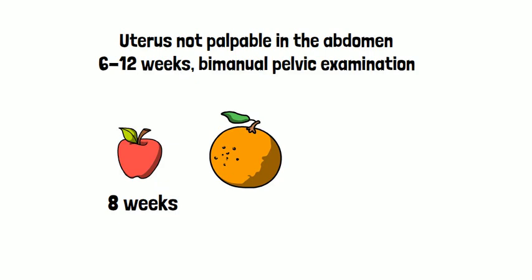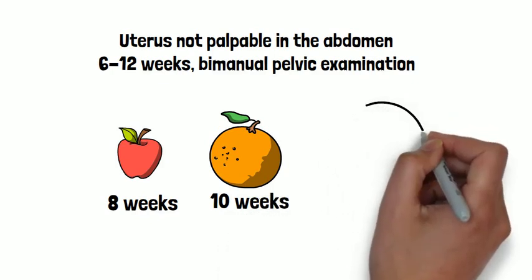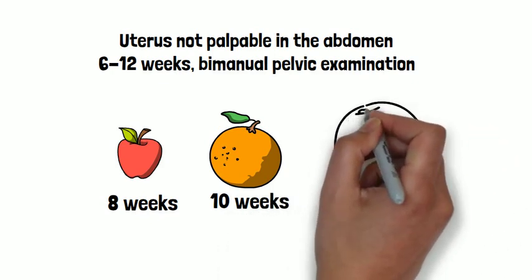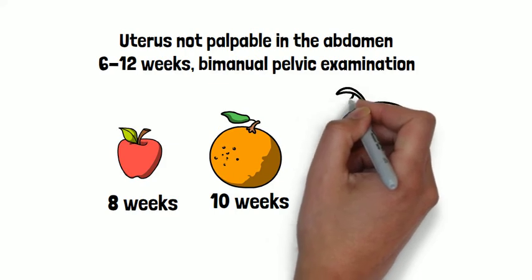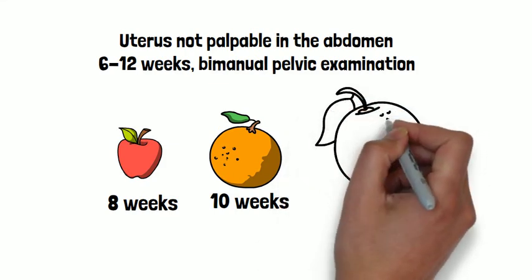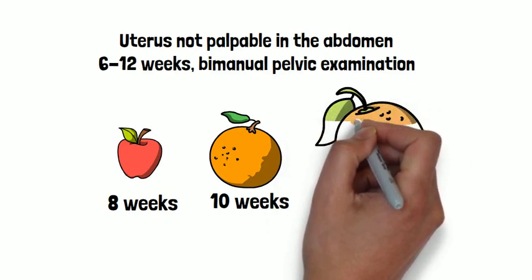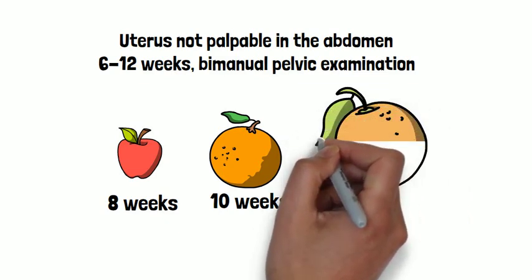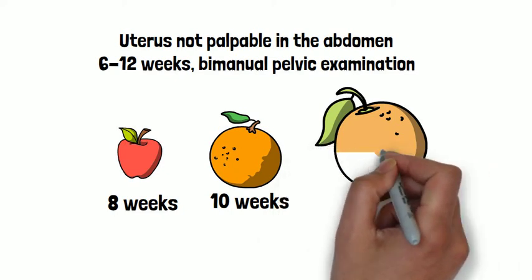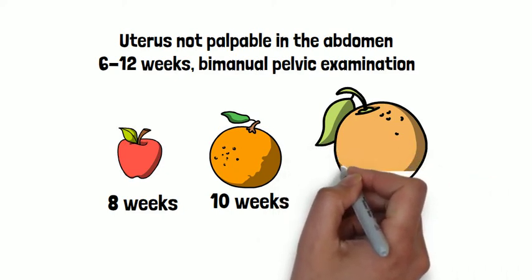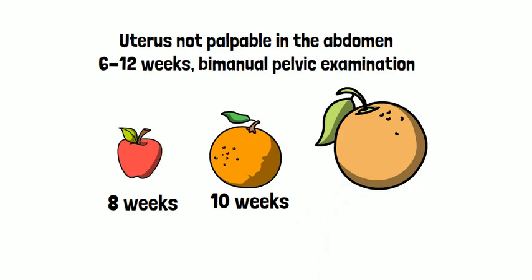An 8-week size uterus is the size of a small apple and is globular and soft. A 10-week size uterus is about the size of an orange, and a 12-week size uterus is that of a grapefruit. Generally, the uterus becomes an abdominal organ after the 12th week of pregnancy. There are few exceptions, i.e. when the mother is overweight or the uterus is retroverted.